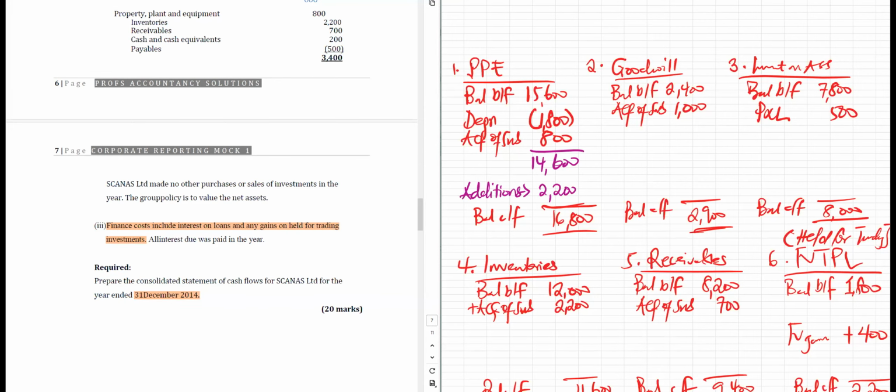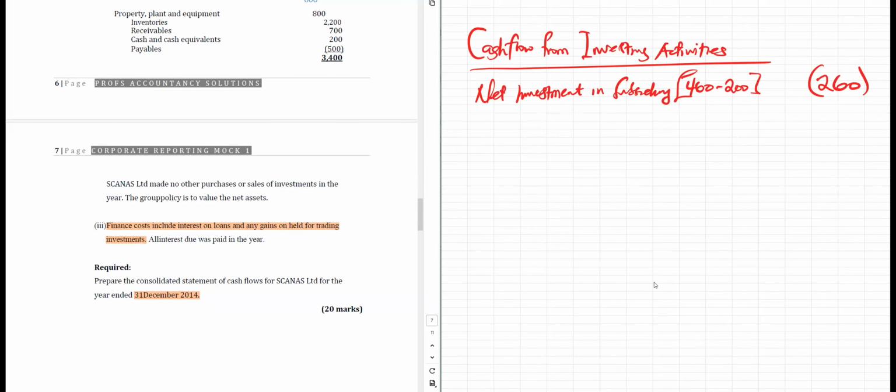Which account? Investing, financing, or operating? Investing. So additions or purchase of PPE, right? So additions to PPE, we bought more PPE. How much? 2,200 cash outflow.